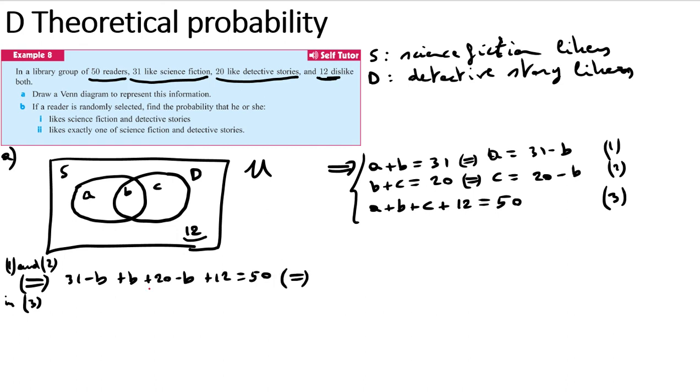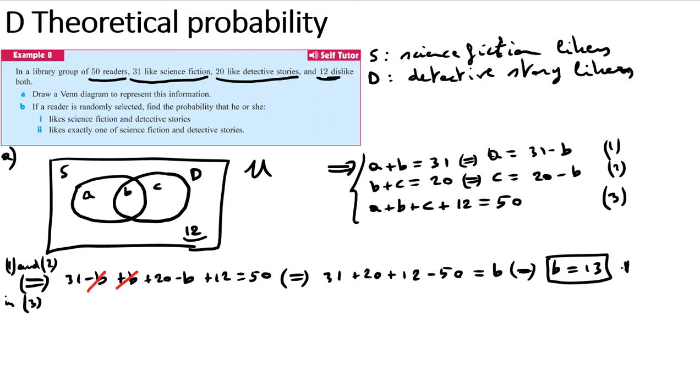So we have a plus B here, we have a minus B here, they cancel each other. We can move this minus B to the right hand side, and we can move this 50 to the left hand side. So on the left hand side we have 31 plus 20 plus 12 minus 50, and the minus B on the right hand side becomes a B. And 31 plus 20 plus 12 minus 50 is equal to 13, so B must be equal to 13.